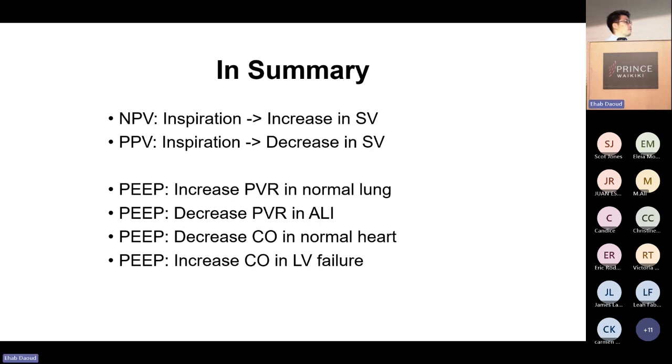When PEEP is applied to somebody with a normal heart, in terms of LV function, cardiac output decreases. And when it's applied to somebody with LV failure, cardiac output increases. This is the reason why it actually could help LV dysfunction. This is a summary of my lecture. Any questions?